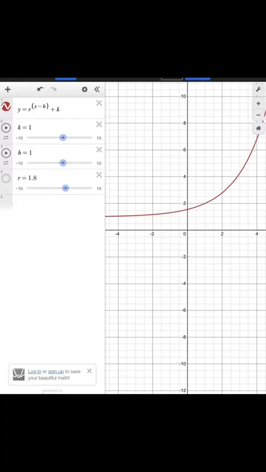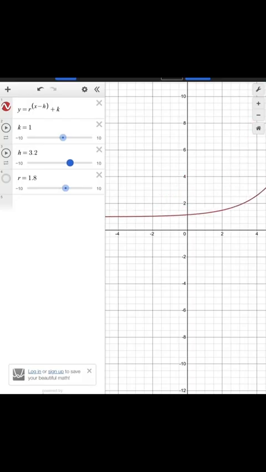Now let's have a look at another exponential function. Now let's consider the function here now. So we've added the parameters h and k. Now, they do different things. h shifts the graph horizontally. So if we change this value of h, you can see it's moving that graph horizontally.